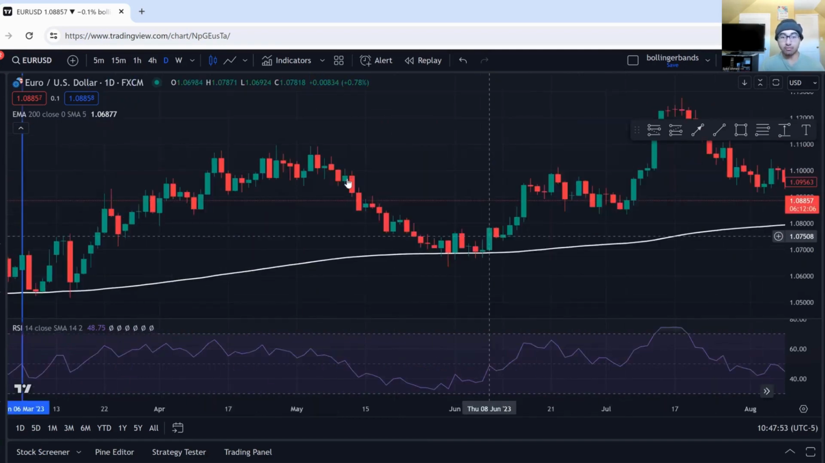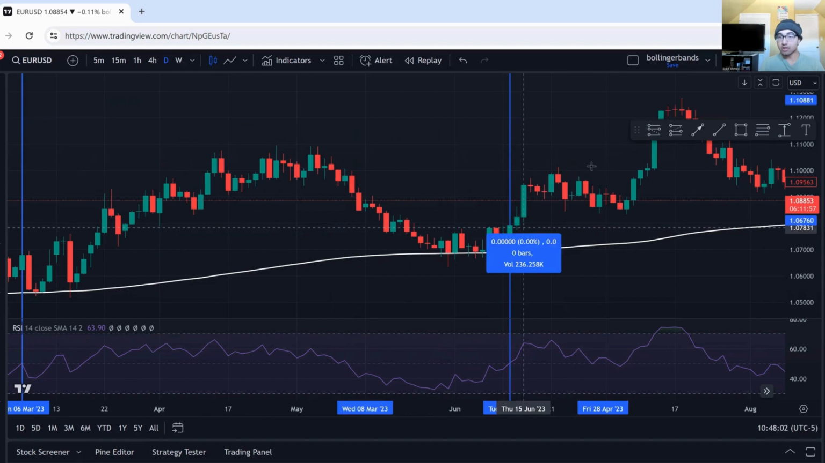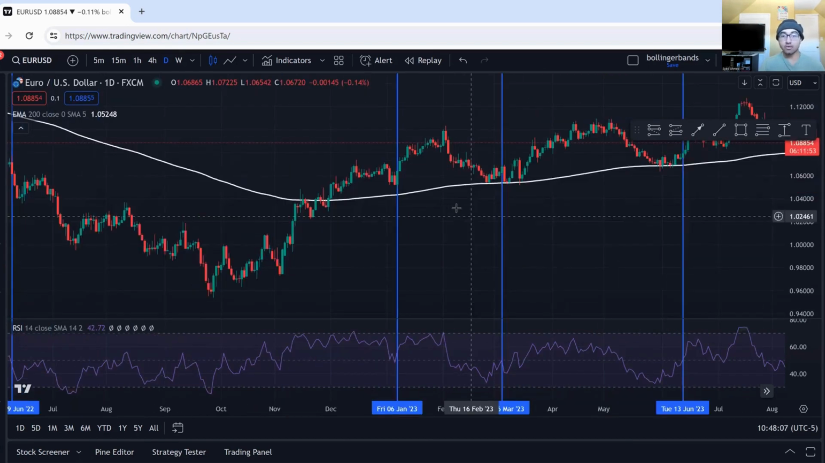Look, we dip below the 50 right over here. Dipping below the 50 right over here. When do we close back above? Right over here. So above the 50 value on the RSI right over here, what do you see? Massive strong trend. Very, very simple stuff, guys. Now that's one way to use the RSI.